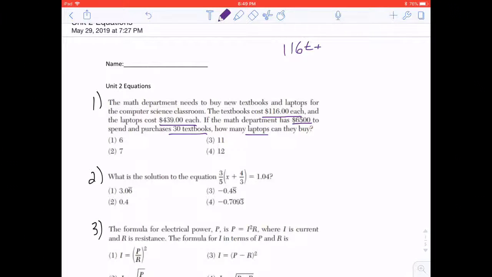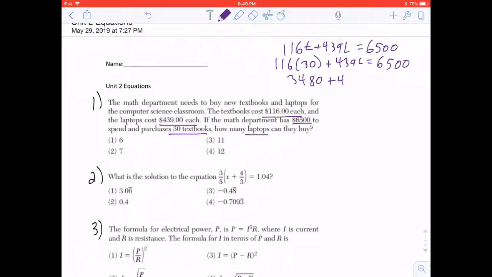116t plus 439l has to equal 6,500. We know that the school purchased 30 textbooks, so I'm going to replace t with 30, and continue to solve. Multiplying 116 times 30, we get 3,480 plus 439L has to equal 6,500.